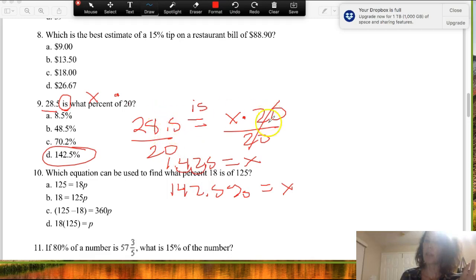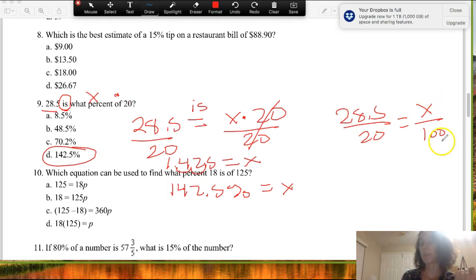Remember, if I just do it like this, the percent equation, this gives me a decimal. Move the decimal over 2 places. Unless you want to set up your ratio, you would go 28.5 over 20 is what percent out of 100. That's how you would set up your percent proportion, and then you wouldn't have to move the decimal because you would have that 100 there.